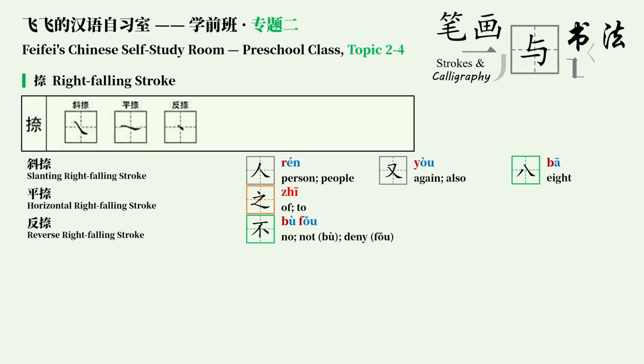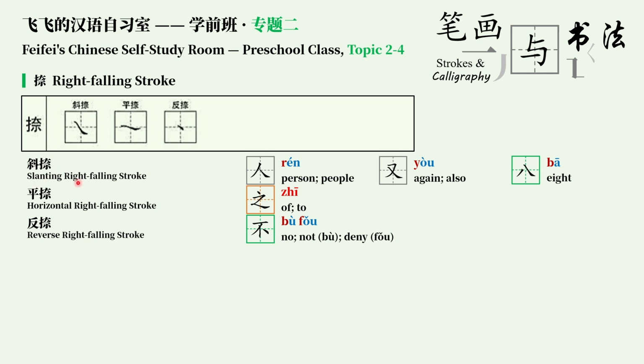The right fallen stroke includes three typical types: 斜捺, slanting right fallen stroke; 平捺, horizontal right fallen stroke; 反捺, reverse right fallen stroke. Each type has distinct writing characteristics and plays a unique role in shaping Chinese characters.